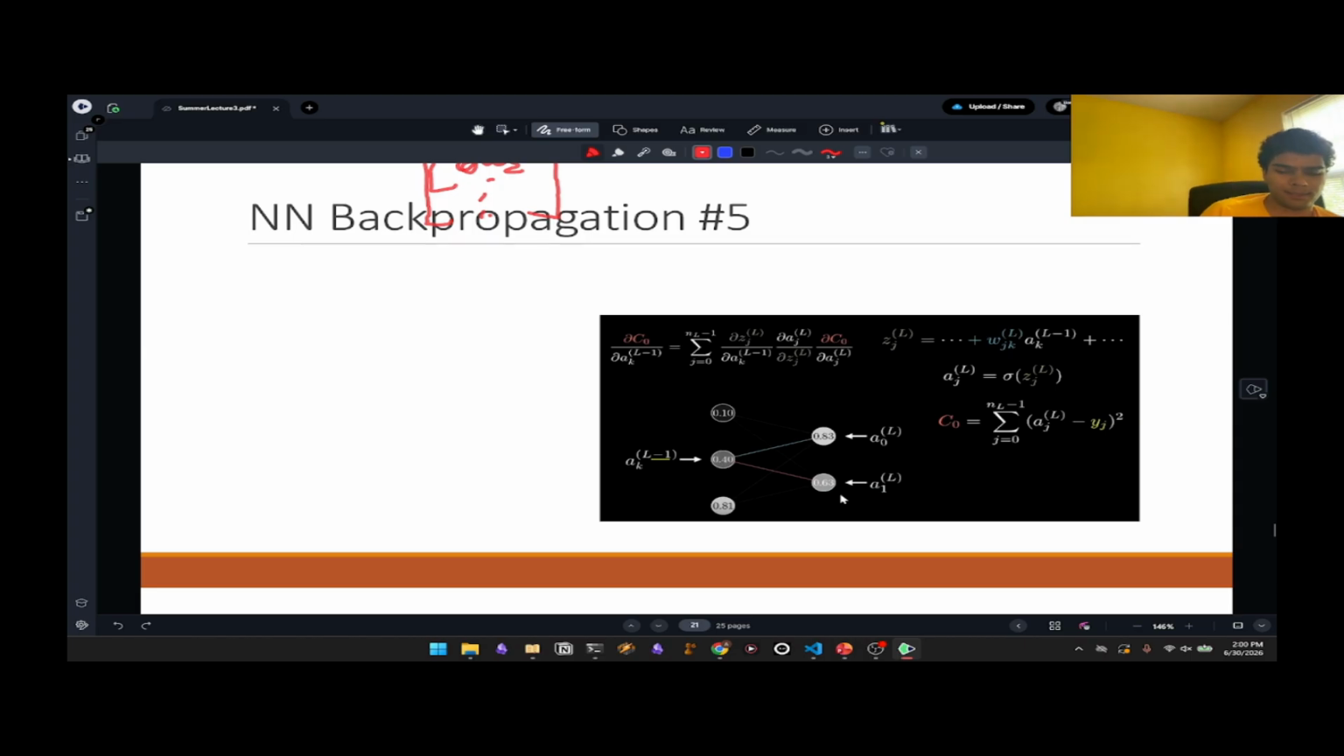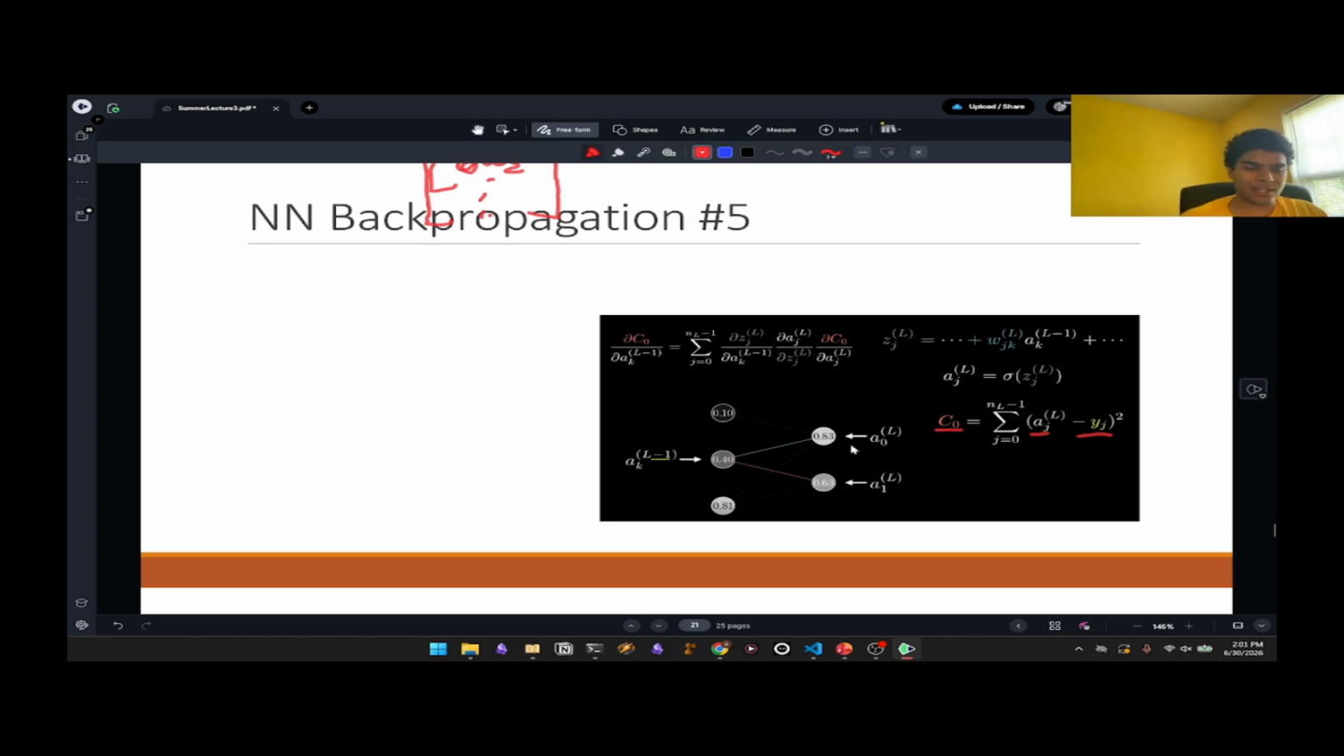All right. So this is the bonus section, but this is how we do this for all of the neurons in the network. So how we do backpropagation for all the neurons in the network. Again, the cost is the sum of the activation values that we got minus what they should be, squared, for each of the neurons in the output.